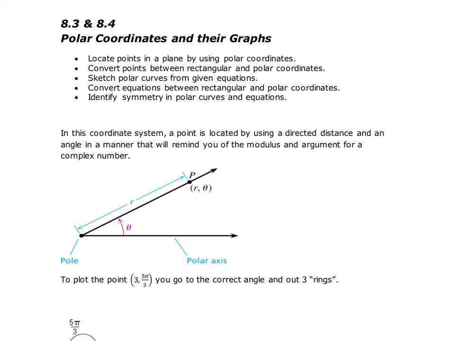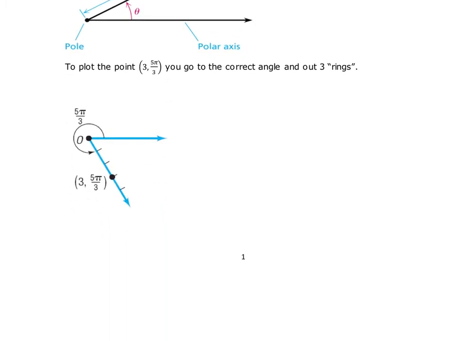When we're talking about a polar system, we have a pole and we have a polar axis. We also have this angle of rotation theta, and we have how far out we're going to go. We call that r. So if we were plotting the point (3, 5π/3), then you would go out 3 rings and you would rotate off the polar axis 5π/3. So it would look something like this.